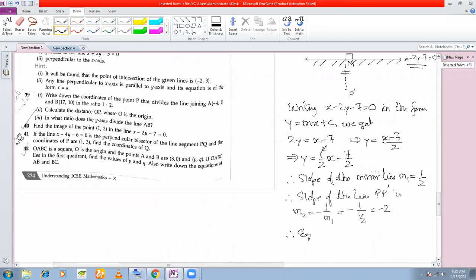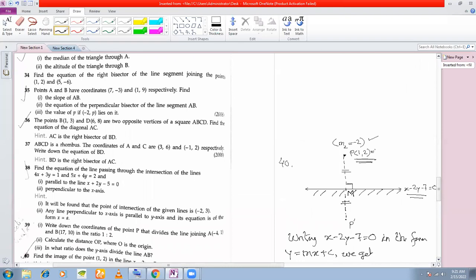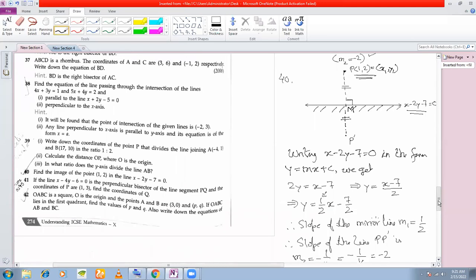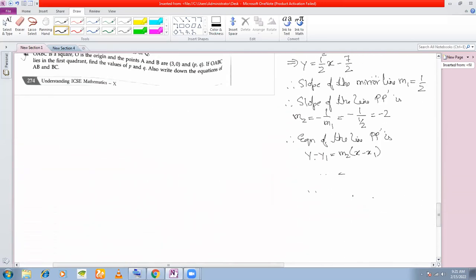Therefore, equation of the line PP dashed is y minus y1 is equal to m2 times x minus x1. And what is x1, y1 here? This point is your x1, y1, right? So let's write x1 is 1, y1 is 2. Put it here. y minus 2 is equal to m2, which is minus 2, into x minus 1. This is the equation of the dotted line PP dashed.